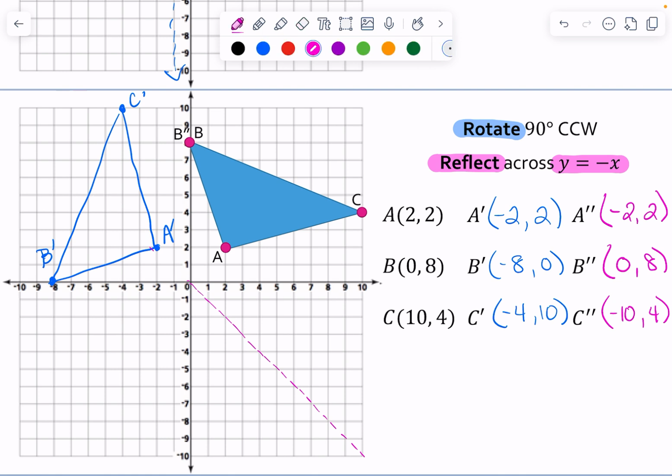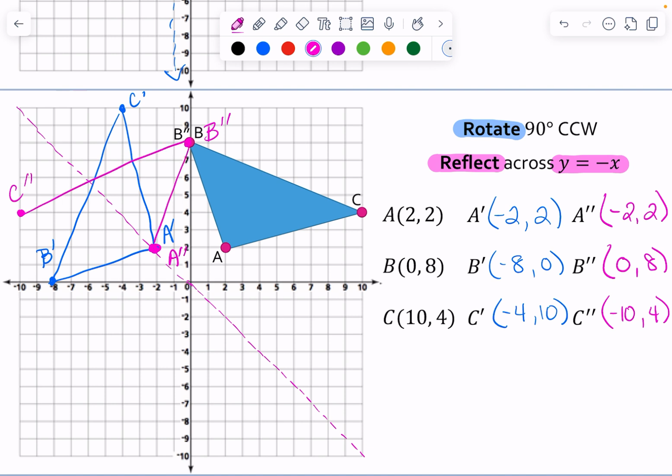So as we come into graph this, we're going to start off, and you'll notice here that A double prime is at the exact same point. That is because that is on the line of reflection. Next, 0, 8. Okay, so that is going to be B double prime. And then our last one is negative 10, 4, which is going to be C double prime.